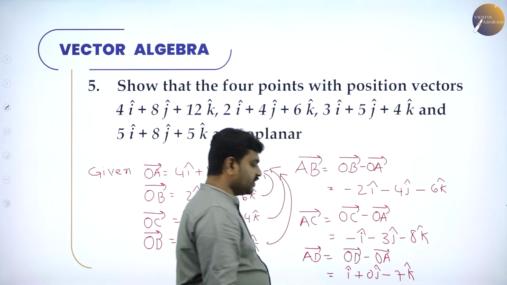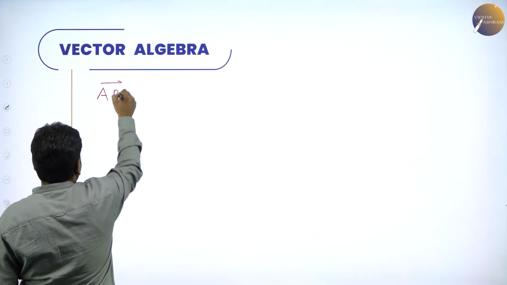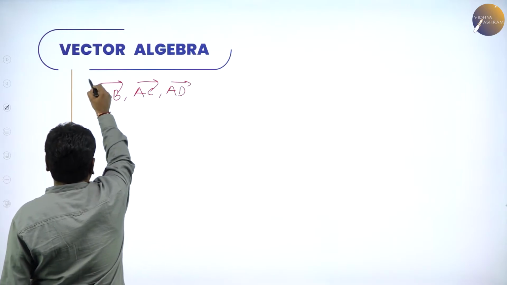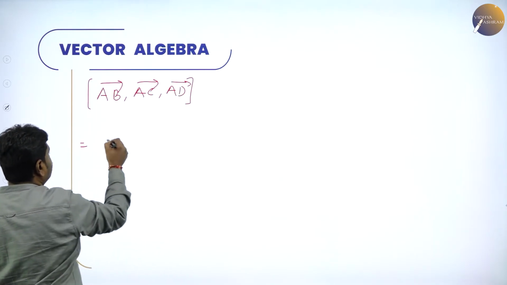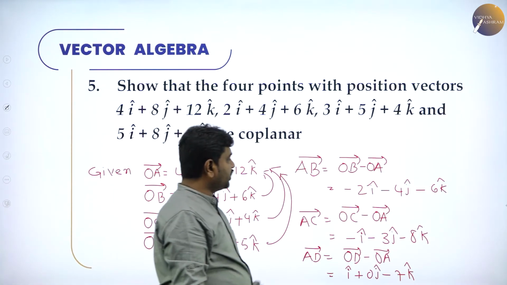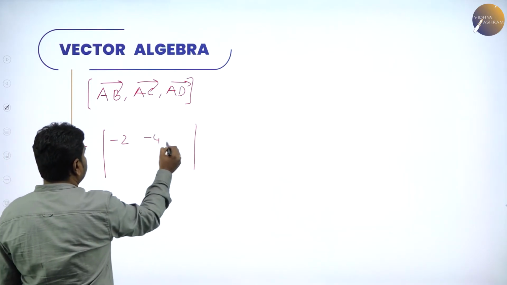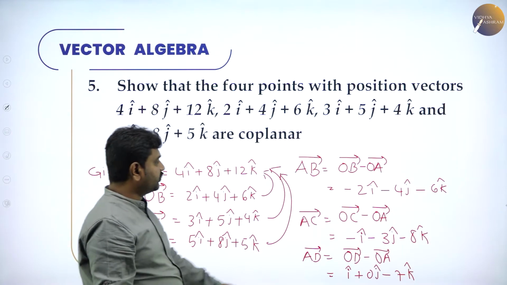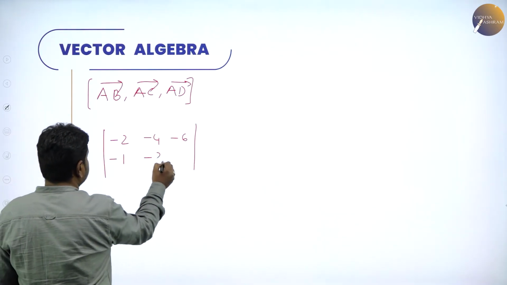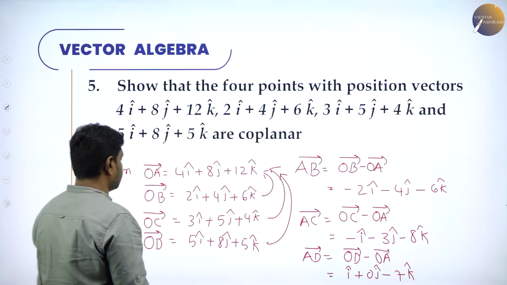So now you got AB, AC and AD. We'll find box product of AB, AC, AD, co-initial vectors. You can see all the vectors have the same initial point. All of you know how to find box product. Box product means determinant. First row, write the coefficients of AB: minus 2, minus 4, minus 6. Then write the coefficients of AC: minus 1, minus 3, minus 8. Then write the coefficients of AD: 1, 0, minus 7.